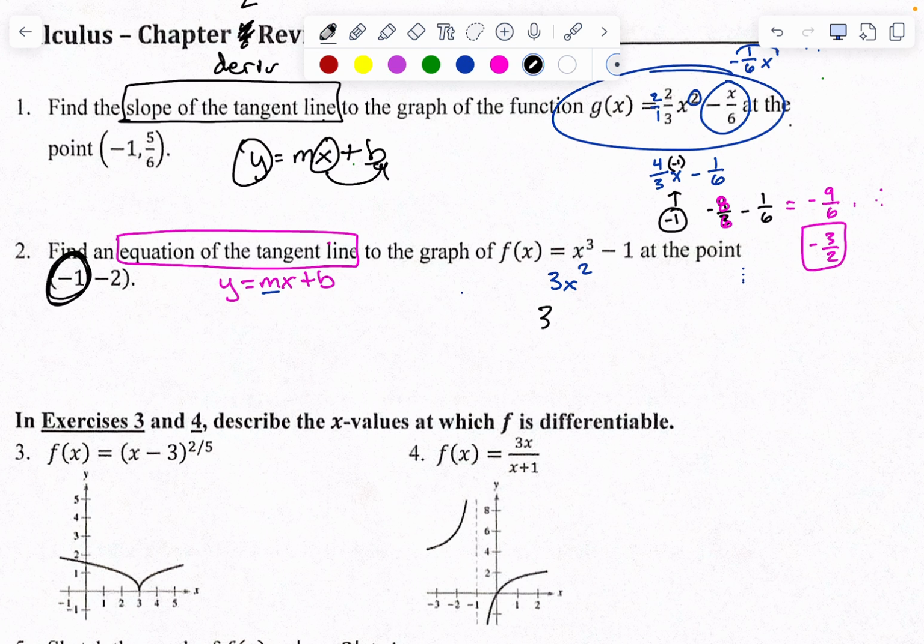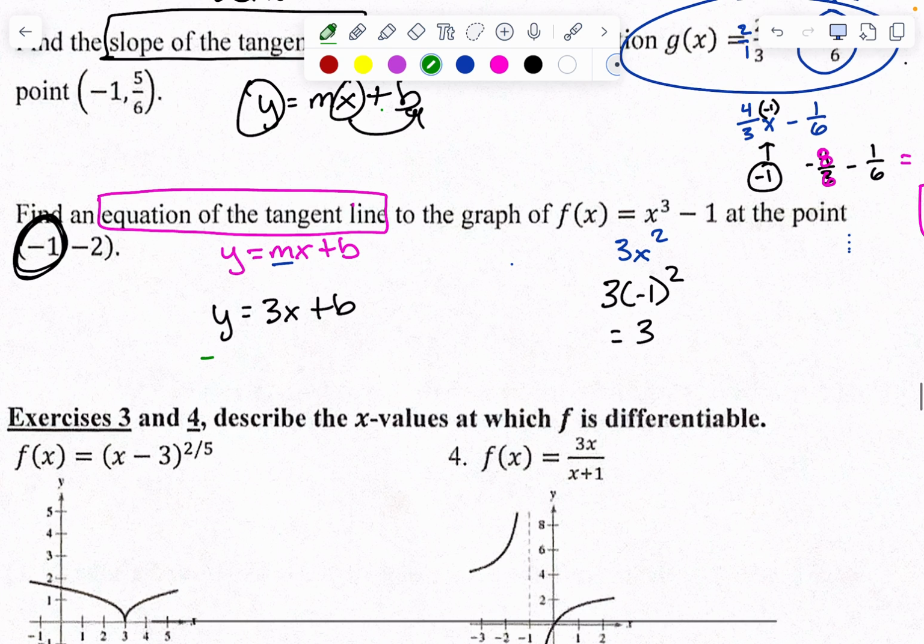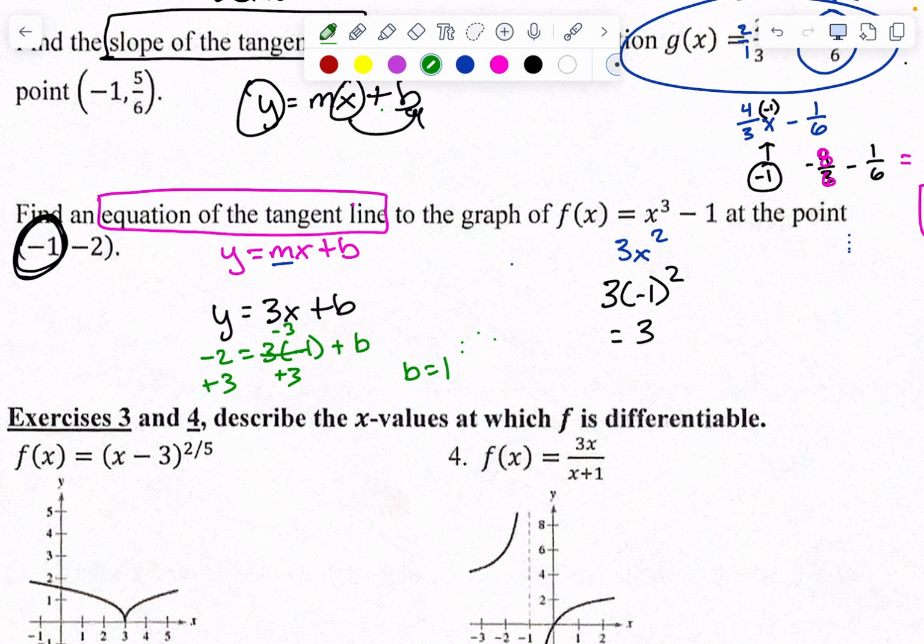I'm going to plug -1 in. So 3 times -1 squared is going to be 3, just regular 3. So y equals 3x plus b. How do I find b? Plug in the point. -2 equals 3 times -1 plus b. That's -3. So b is 1. So final answer? y equals 3x plus 1. That is the equation of the tangent line, the linear equation of the tangent line, tangent to this point at -1, -2.